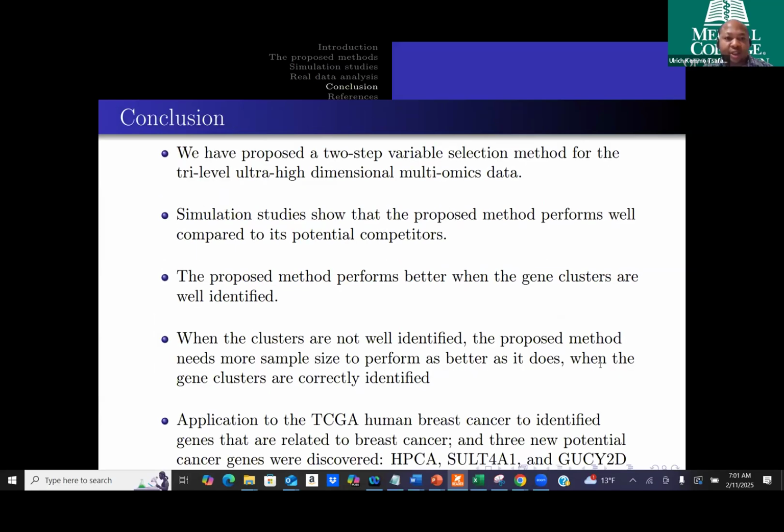So to conclude the presentation, we propose a 2-step variable selection method for ultra-high dimensional multi-omic data. The simulation studies show that our method performs well compared to its competitors. And the method performs better when the clusters are well identified. And when they are not well identified, you need a larger sample size to perform as well as when they are well identified. And we also applied our method to the breast cancer TCGA database, and we were able to identify 3 potential cancer genes.